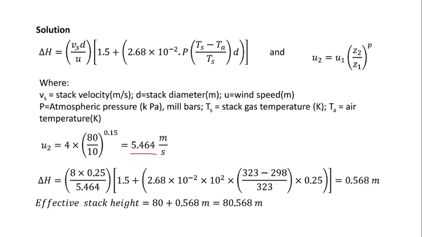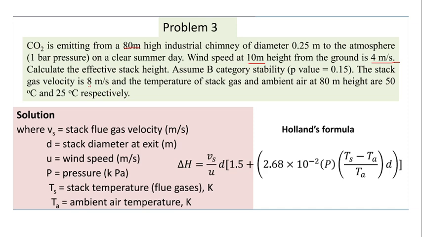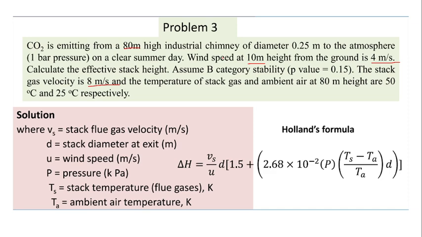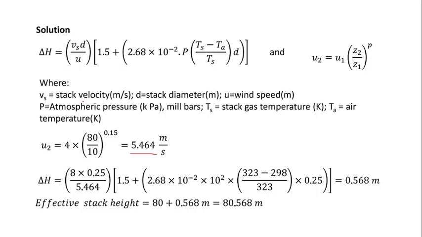So you know delta h is Vs. Vs is already given. Vs is the stack gas velocity, which is 8 meter per second into d. D is the diameter, 0.25 meter, and U2 is 5.464. And then 1.5 plus 2.68 into 10 power minus 2. The pressure is 10 power 2, which is 100, into Ts and Ta, which are given as 50 degrees Celsius and 25 degrees Celsius. So you are converting these degrees Celsius into Kelvin, which is 323 minus 298 by 323 into 0.25, which is again the diameter. If you solve this, you will get the delta h as 0.568.